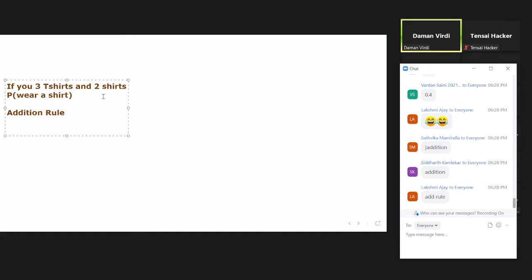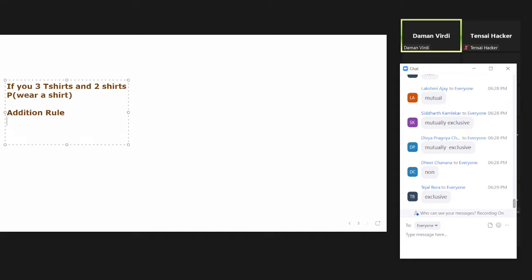Next, are these two events mutually exclusive or non-mutually exclusive? They are mutually exclusive, because if you wear a t-shirt, can you wear a shirt? Either you can wear a t-shirt or you can wear a shirt. Okay, no problem.